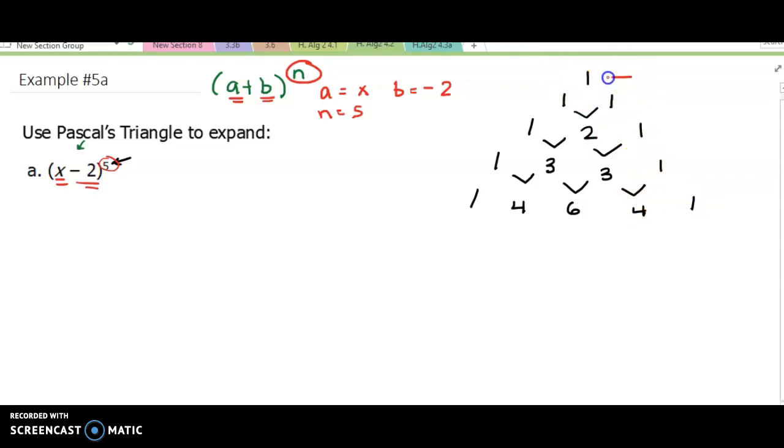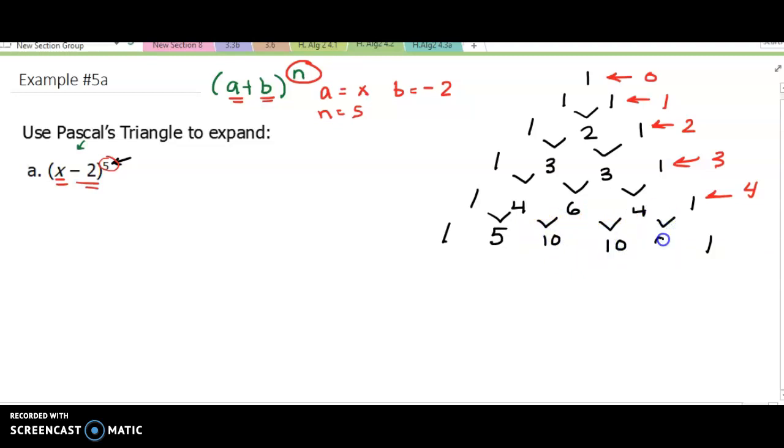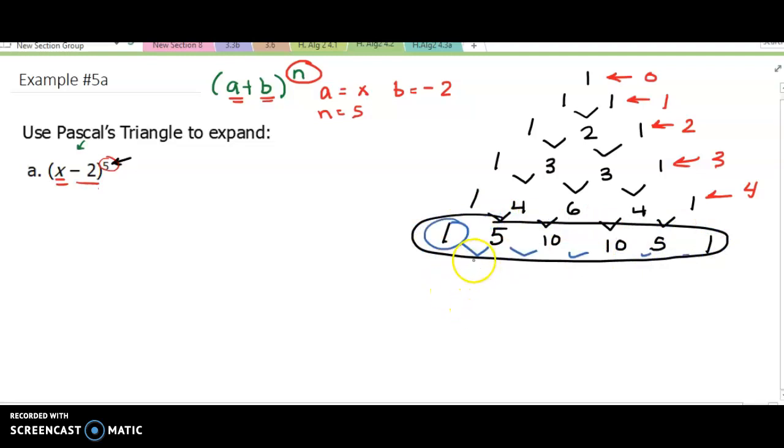I kind of lose track, so this is row 0, row 1, row 2, row 3. This is row 4, so I want one more row to be row 5. So I start and end with a 1, and 1 plus 4 is 5. 4 plus 6 is 10, 6 plus 4 is also 10, and 4 plus 1 is 5. So this is the row that I'm wanting. Now I'm going to use these, and I'm going to expand this out without having to multiply all these out.